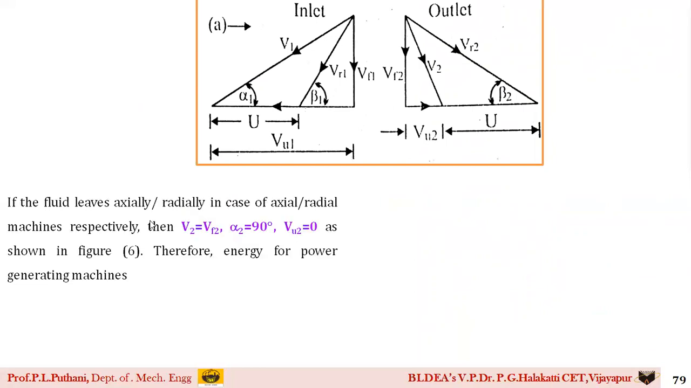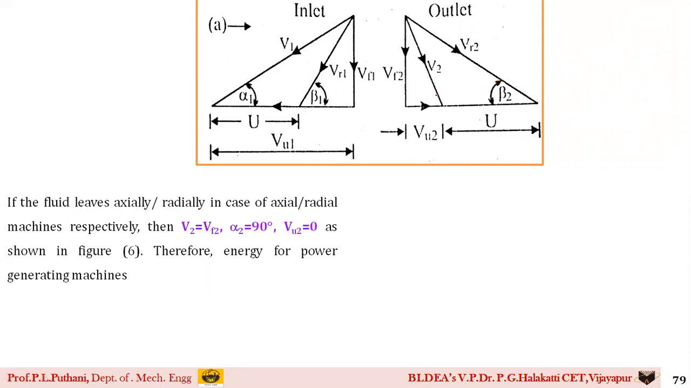The next condition is, if the fluid is leaving axially or radially, please read these words. Leaving means it is with respect to the outlet velocity triangle. So in the outlet velocity triangle, it is leaving axially or radially. So when the fluid is being discharged, which one is the discharge angle? This one, beta 2. Now he says that, sorry, here also the discharge angle is alpha 2 itself. Here he says that the fluid is leaving axially or radially.